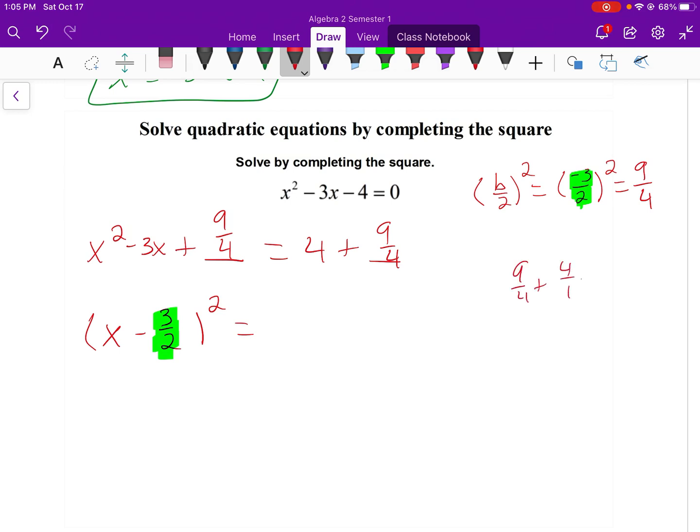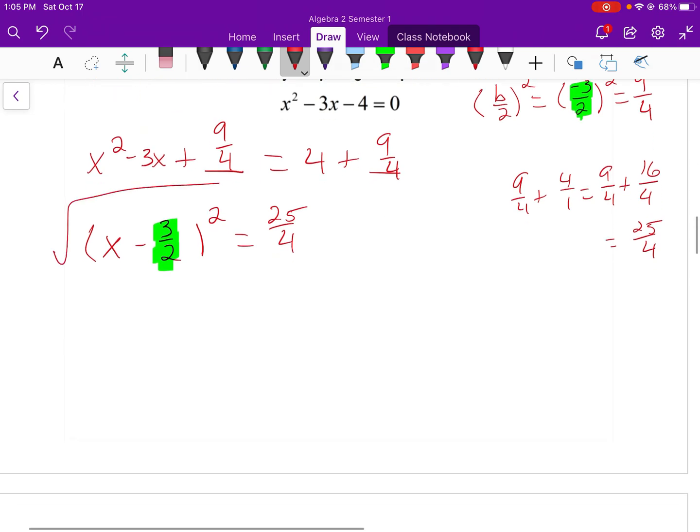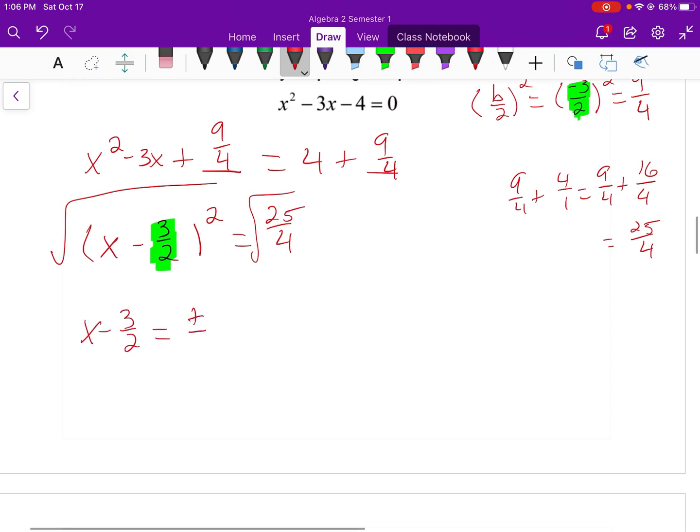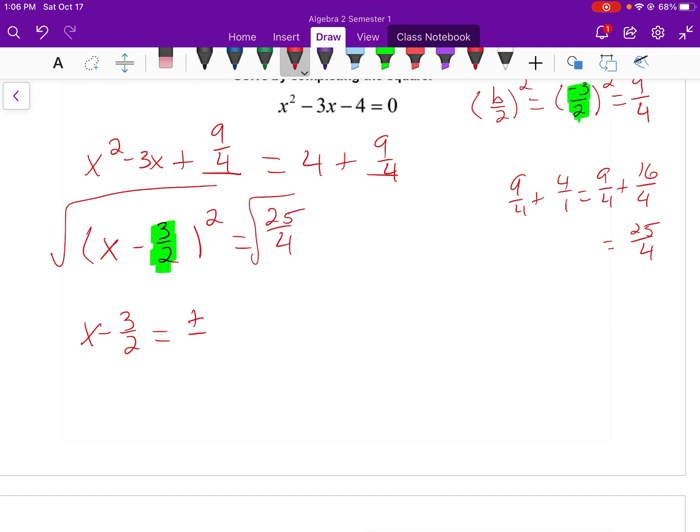Okay, and then when we simplify that right side, 9/4 plus 4 over 1, we'd have to get a common denominator by multiplying both top and bottom by 4, giving 25/4. So now we're at the step where we need to square root both sides. Then we're left with x minus 3/2 is equal to plus or minus the square root of 25/4.